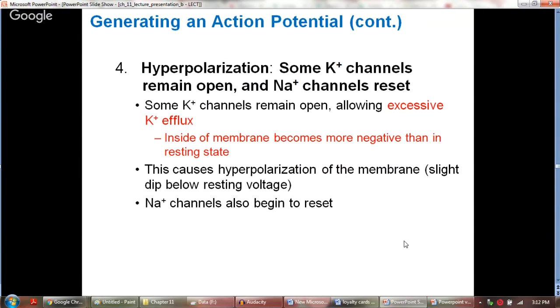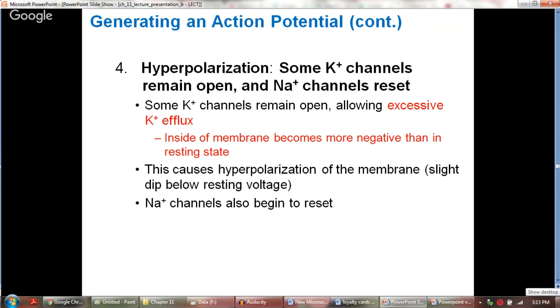With related to the hyperpolarization, the important fact is some potassium channels remain open and sodium channels reset again, but because some potassium channels are open, further positive ions are moved out, so the membrane potential goes a little bit more negative than minus 70, and with the resetting of sodium channels later, it brings back the resting membrane potential.